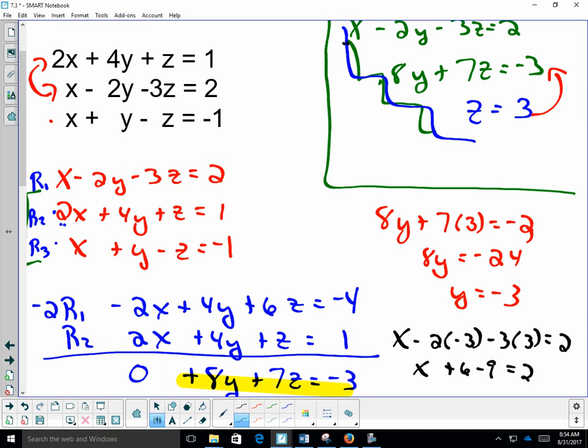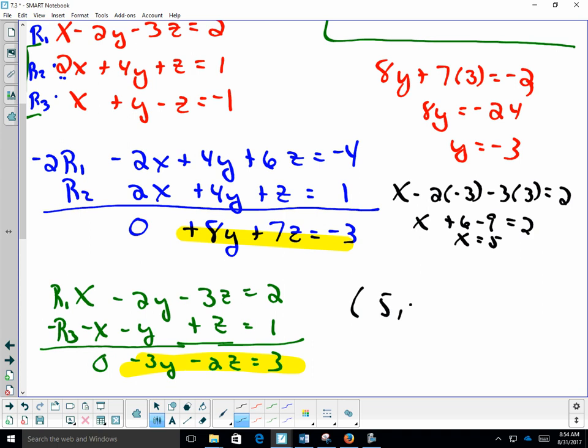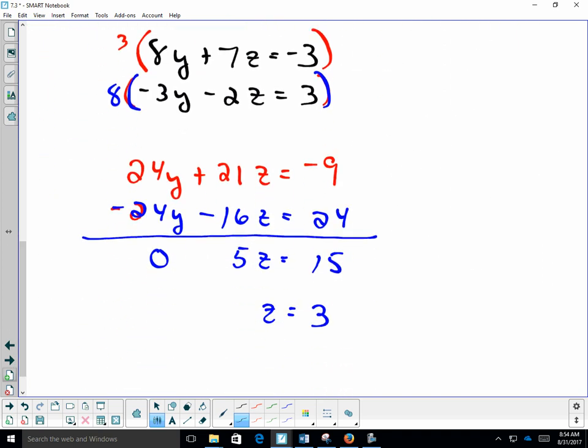Minus 3, so x is equal to 5. I hope I'm doing my math right. There's no one here to correct me. So my ordered pairs are going to be 5, -3, and 3. And that's just an easier way to solve a 3 by 3.